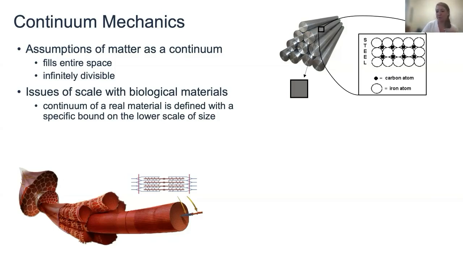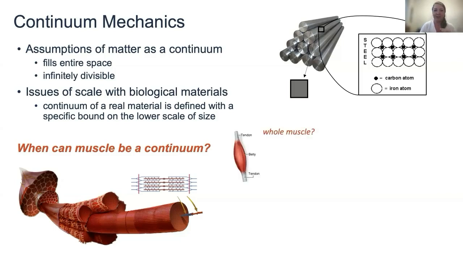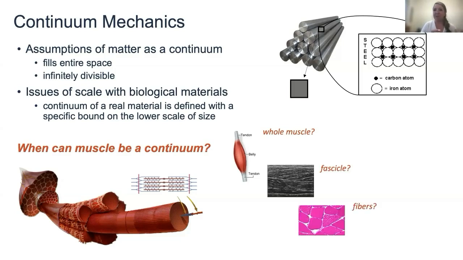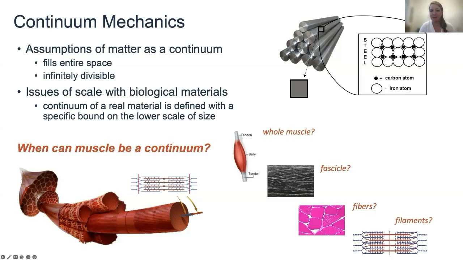And so I'll pose this question in the chat: when can muscle be a continuum? When is it okay to treat muscle like a continuum? So maybe when we're talking about a whole muscle or the tissue scale, closer to the fascicle scale, tissue more at the fiber scale, or even at the filament scale. I don't know that I can see the chat, but if you all have thoughts, drop them in. Maybe it'll pop up.